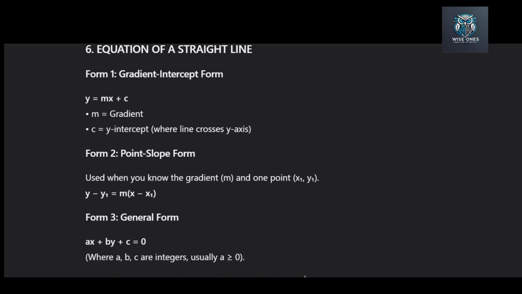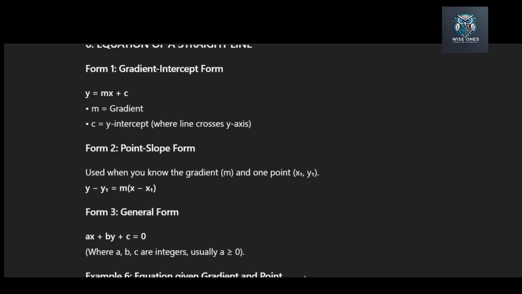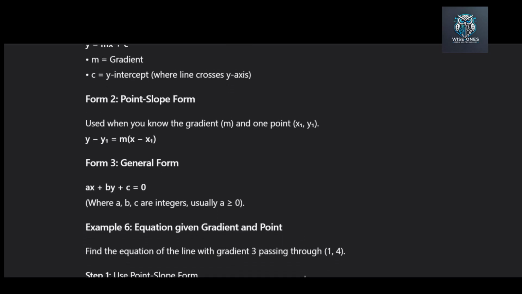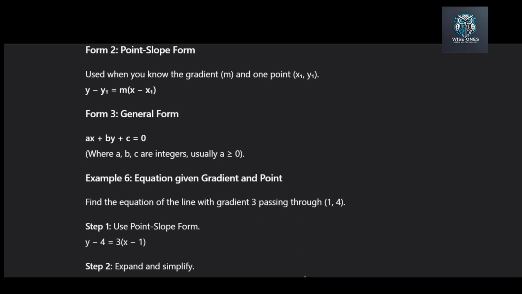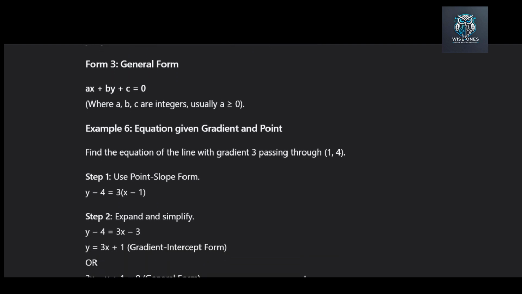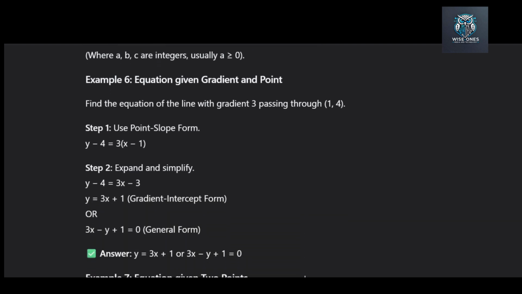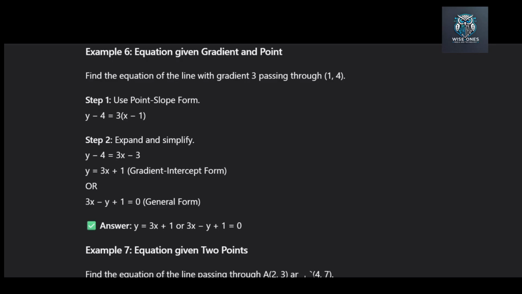Let us look at example 6. Equation given gradient and point. Find the equation of the line with gradient 3 passing through (1, 4). Step 1. Use point-slope form. We know m is 3, x1 is 1, y1 is 4. So we write y minus 4 equals 3 times (x minus 1).